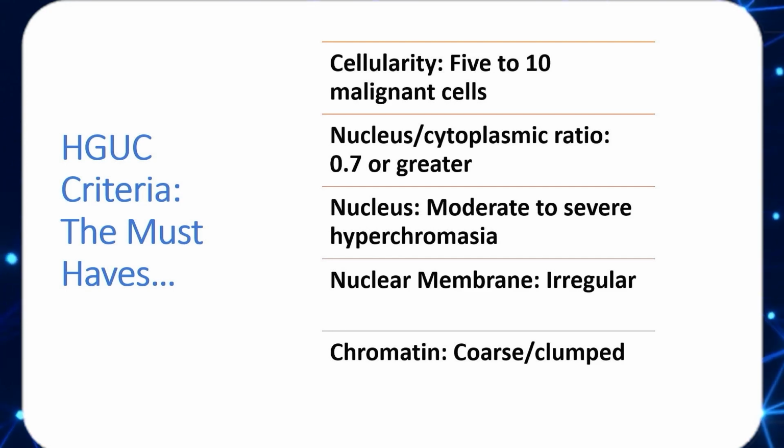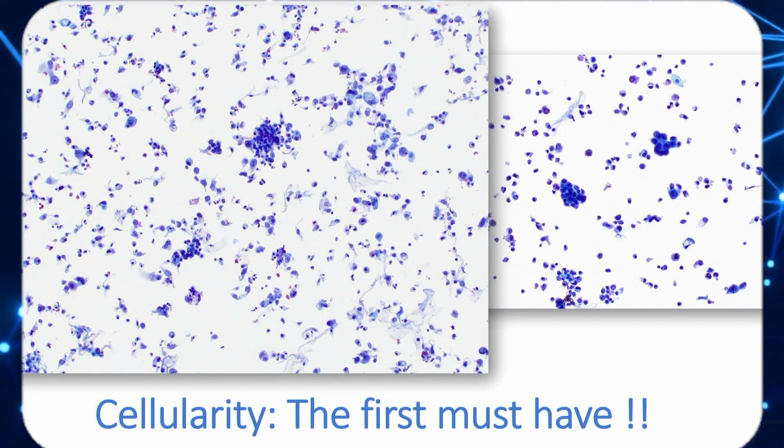NC ratio should be 0.7 or greater. Moderate to severe hyperchromasia. Nuclear membrane should be irregular in appearance, and chromatin can be coarse and clumped. So when the specimen is cellular, it's really not a problem. I mean, at low power, no one has to tell me that this is not malignant. It's a fairly classic call over here. A lot of malignant cells.